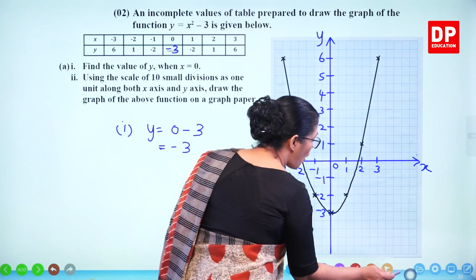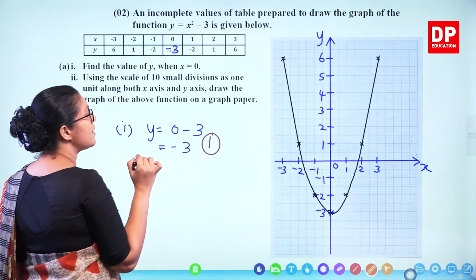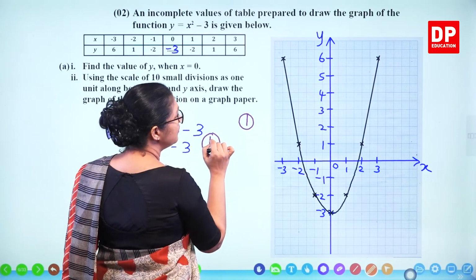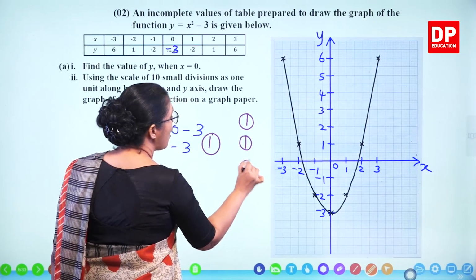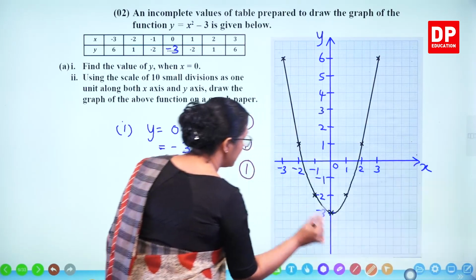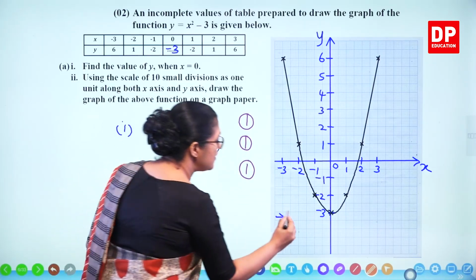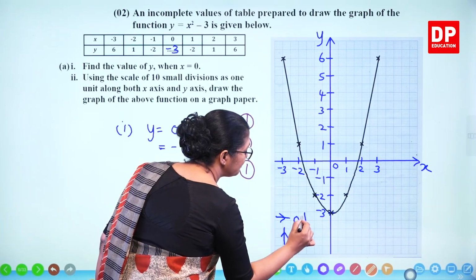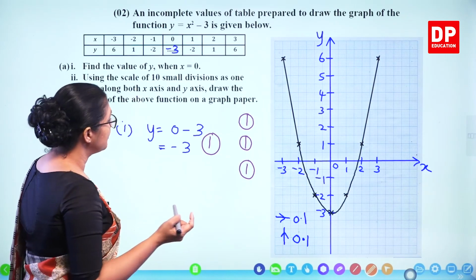So how many marks for up to these 2 points? You get 1 mark for the first part, finding the value, and always you get 3 marks for the graph. 1 mark for the scale, 1 mark for the points, and 1 mark for joining smoothly. And it's good to write down the scale. So this way, 10 squares is 1 unit, means 0.1 this way, and this way also the same thing, 0.1. So this is the scale. So we'll do the next part.